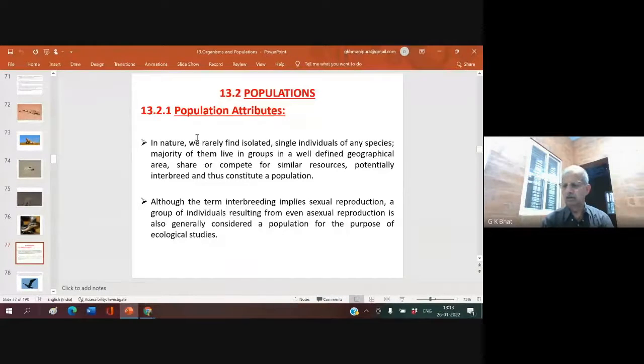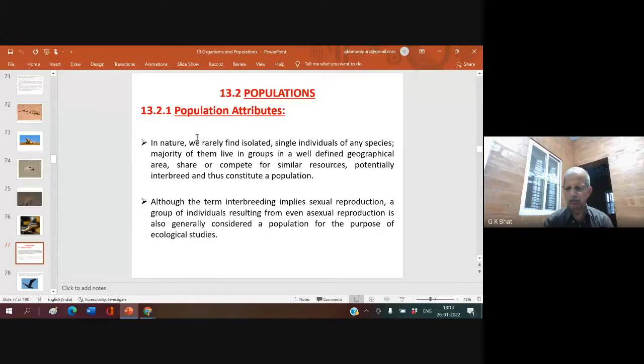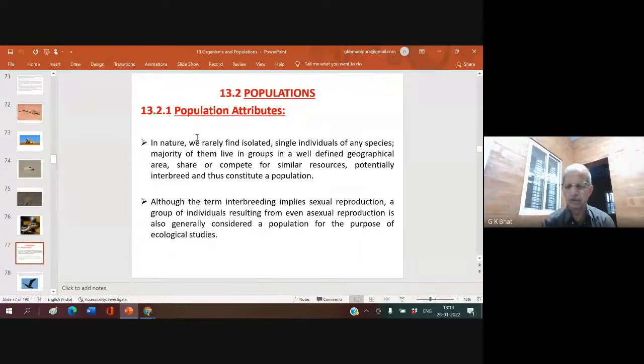Rakesh, what is the difference between population and community? Prithvi, community means only one type of people living together in one single place. Population means everybody living in one place, all communities. Anyone gives a better definition? Jyoti, what is population and community?